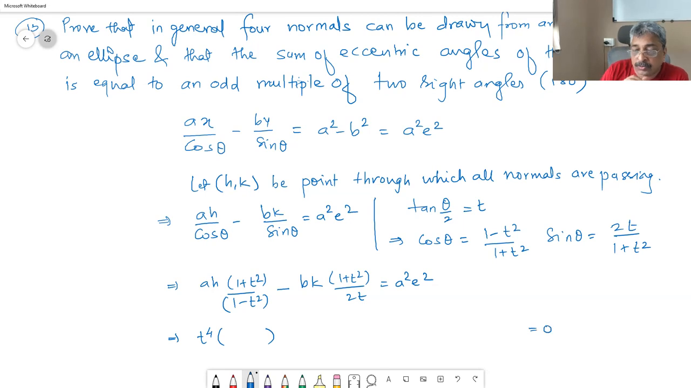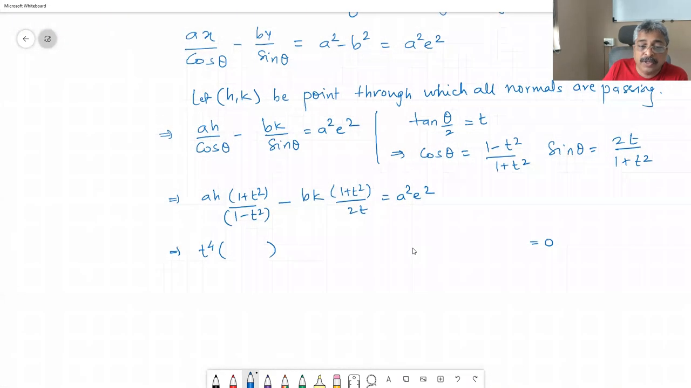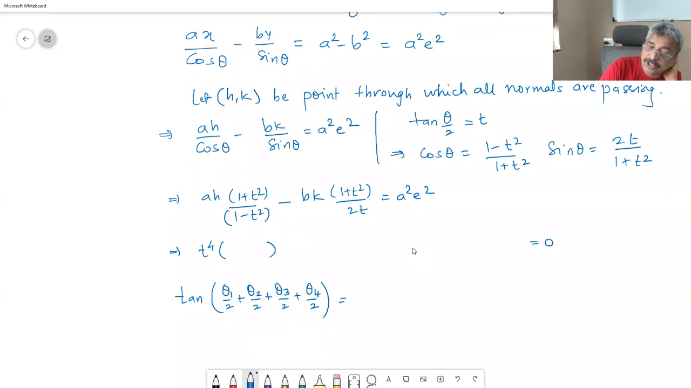Write down that equation equal to 0. That is the first part of the story that we need to complete, and then write down the expansion. Then we can find out what sigma 1, sigma 2, sigma 3 of this t fourth equation are. But more than that, we are supposed to write down the expression for tan of theta 1 by 2 plus theta 2 by 2 plus theta 3 by 2 plus theta 4 by 2. Why do we require this expansion? Because we are supposed to prove the sum of eccentric angles of their feet is equal to an odd multiple of 180, 2n plus 1, an odd multiple of 180.